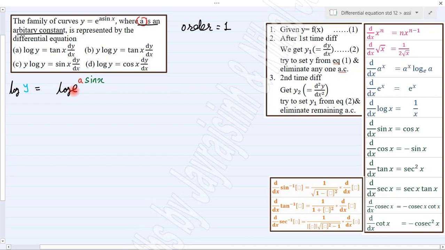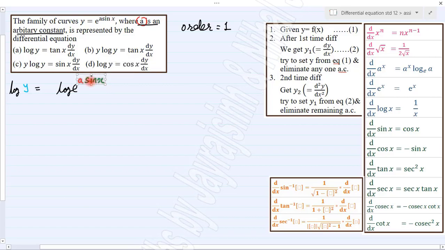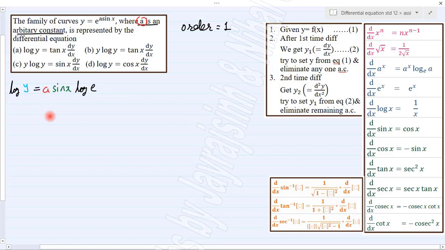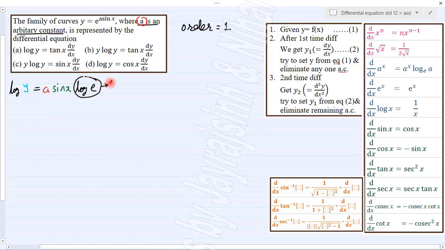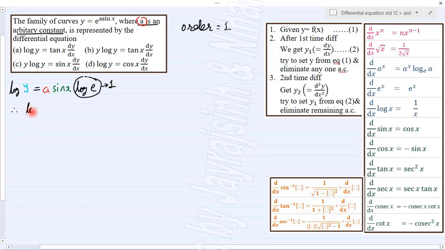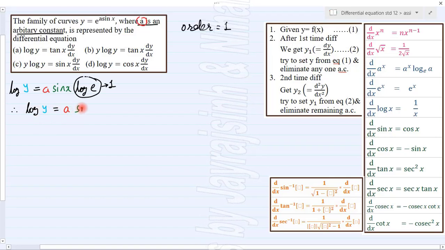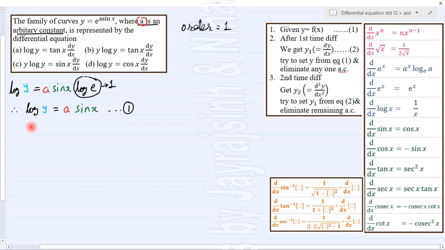So on the right hand side, a sin x, which is in the power of e, will come down as a multiplication with log, which will give us a sin x into log e, and we don't have to worry about this e because its value is 1. So finally we will get log y is equal to a sin x. Let's say this is equation number 1.